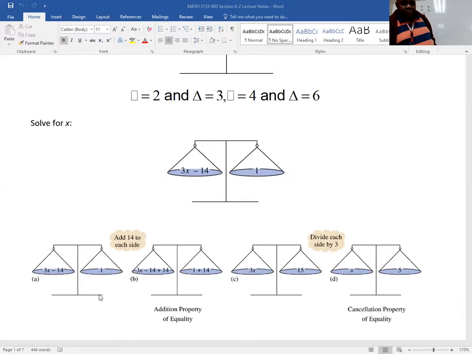Notice here, if we use the addition property of equality, we're going to add 14 to both sides of this scale. And to do that, minus 14 and plus 14 is the same as adding 0. So you'll be left with just 3x, and then that's equal to 1 plus 14, which will be 15. And to solve for x, we're multiplying by 3, so we do the opposite of multiplying by 3, which is divide both sides by 3. So that means x is equal to 5. And that's using the cancellation property of equality.